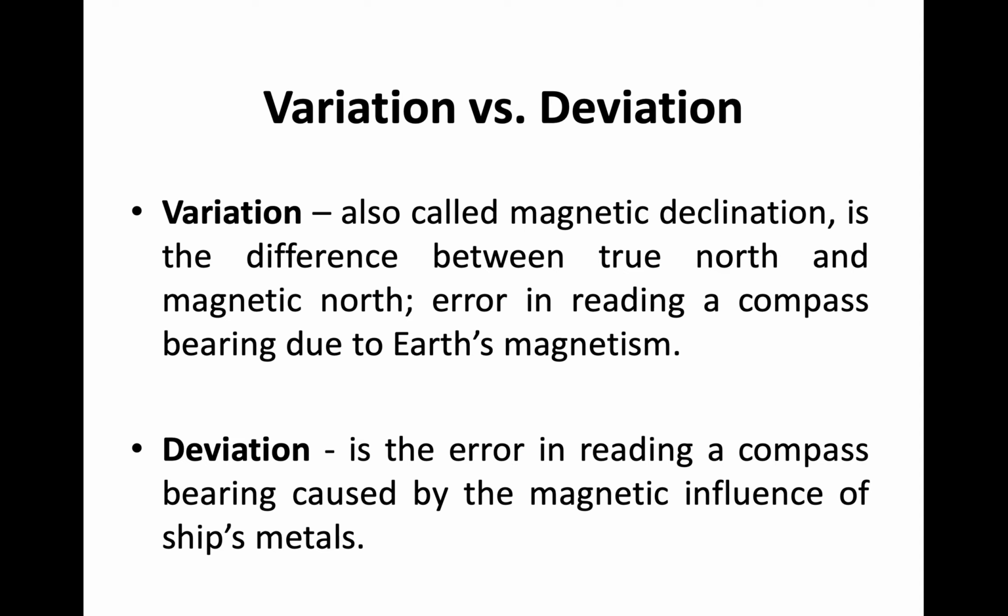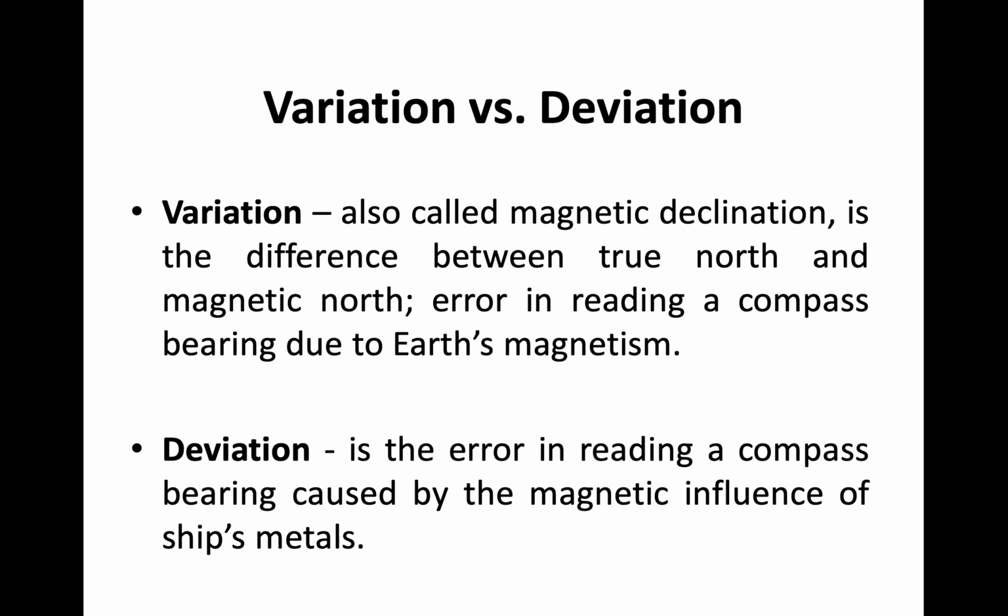So let's talk about variation first. The other name for this is magnetic declination. Basically, it is the difference between the true north and the magnetic north. We have already discussed that in the previous lesson. Variation is the error in reading a compass bearing due to the Earth's magnetism. Guys, this is the error that is caused by the Earth's magnetism, which you've also read about in the previous lessons.